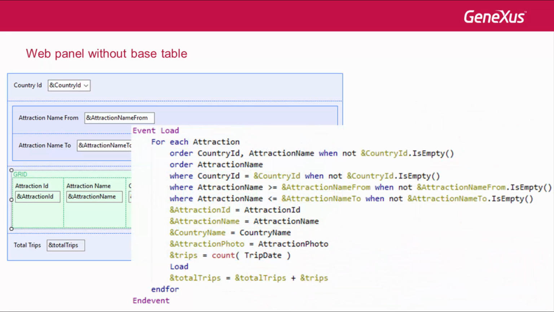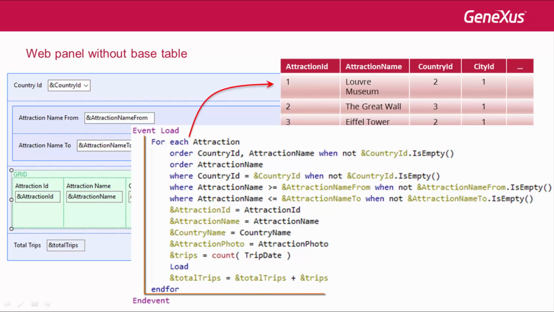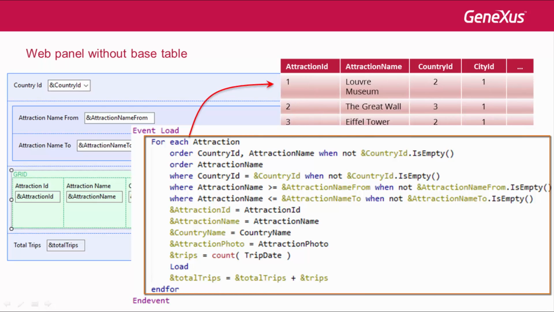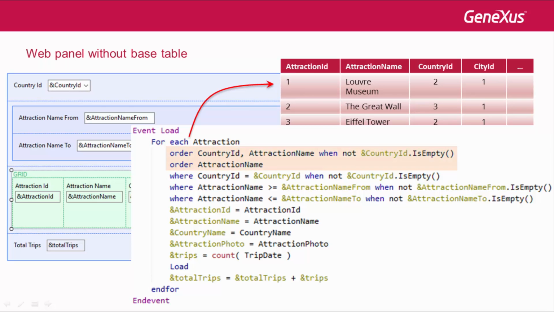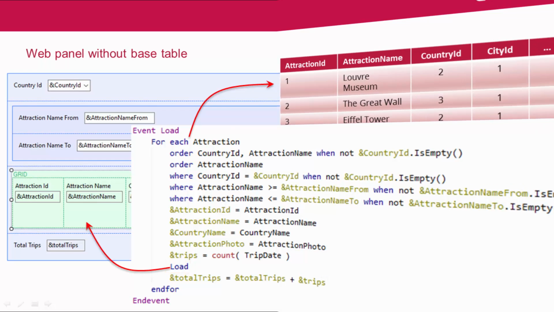What we will have to do then is to program, inside the load event, the access to the attraction table with a for each, where we will specify the order clauses and, in the where clauses, the conditions that the data must fulfill. And for each record compliant with those filters, we will load the grid variables with the values of that attraction. Once all the variables are loaded, we then write the load command to add a line in the grid with those values.